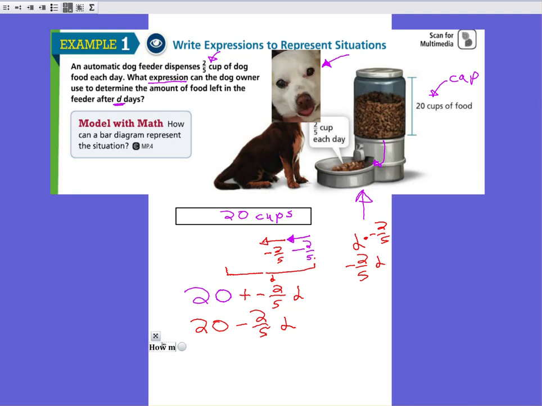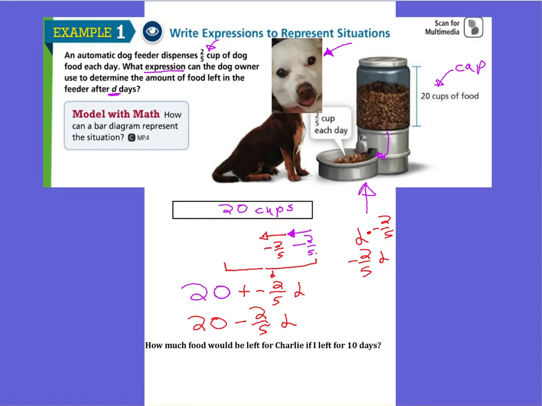So let's answer the question, how much food would be left for Charlie if I left for 10 days? Say I left for 10 days. So we can use this expression here and we could figure that out. So I've already set, and actually I'm going to go back because I made a big mathematical mistake. I made an expression, but I didn't define what my variable is. So let's set d is equal to, or is defined as, the number of days. So maybe even more specific, let's say since filling.